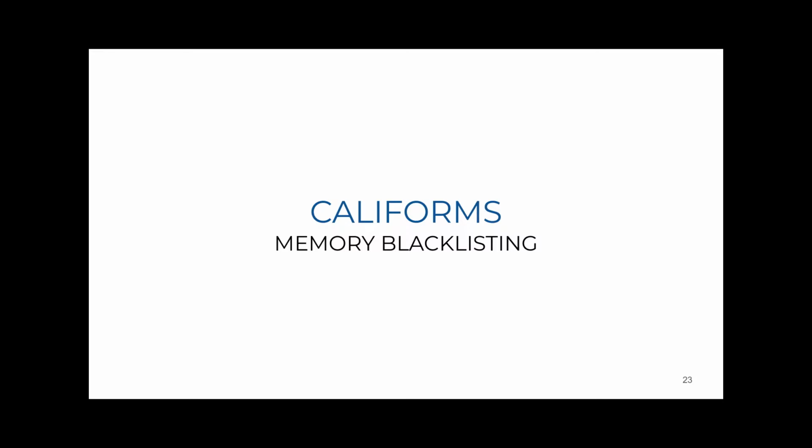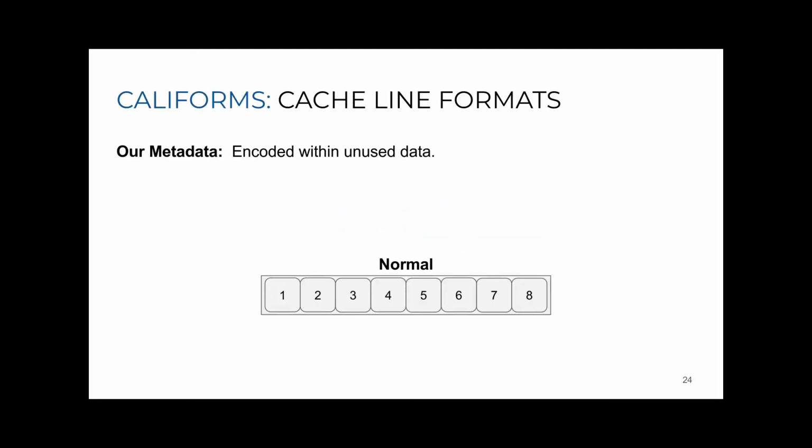Hello everyone, I am Mohammed and I'm going to describe to you how Califorms actually works. The key insight is to change how data is stored in cache lines. Let's start with an example. We refer to a cache line as normal if it has no blacklisted locations at all, like the one shown in the figure.